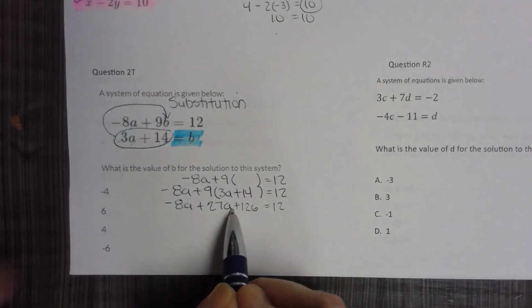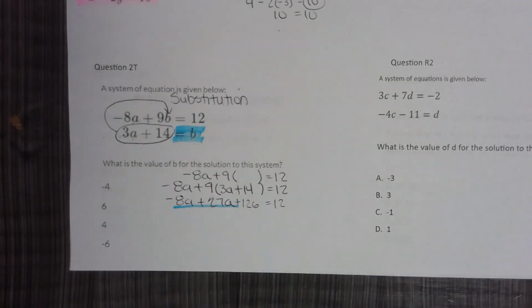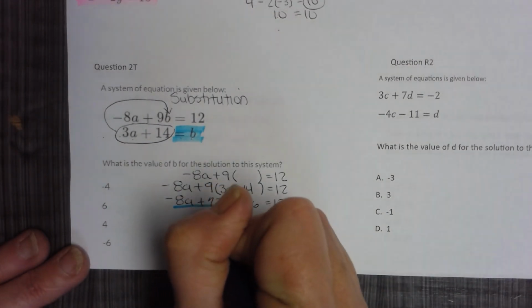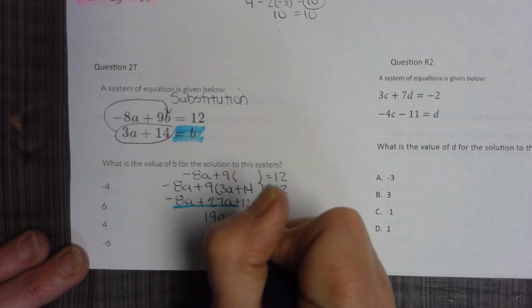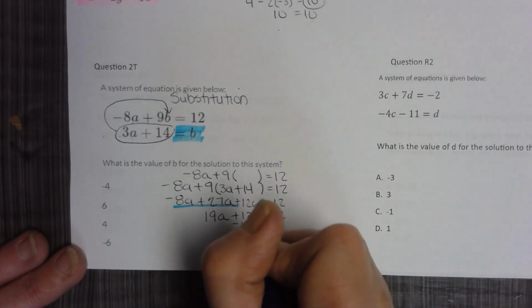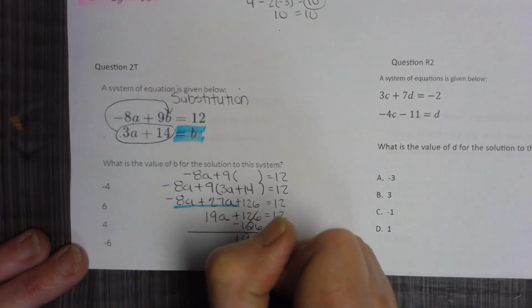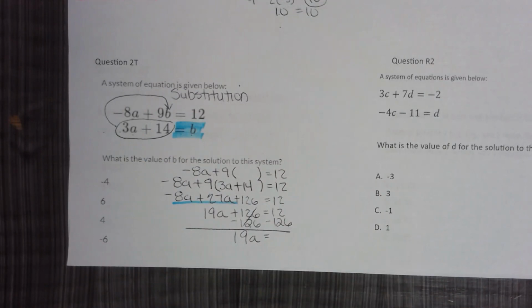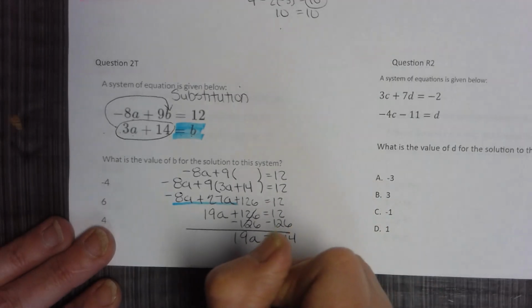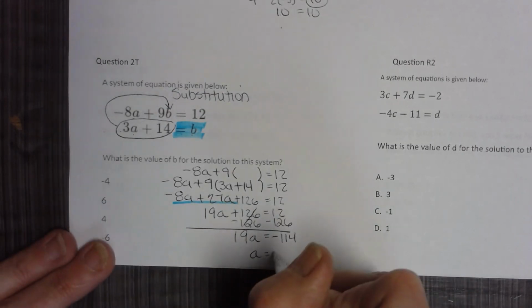And now we're going to combine like terms. So a negative 8 and a positive 27 is a 19a. Let's bring everything else down. And we're going to subtract 126 from both sides. 12 minus 126 is negative 114. And now we're going to divide both sides by 19. And we get negative 6.